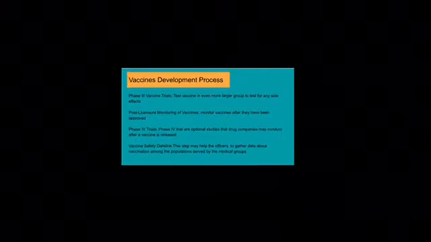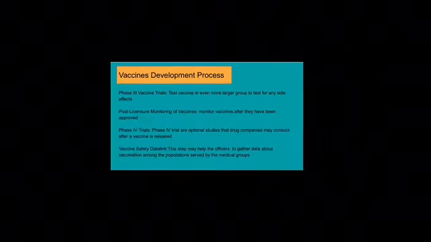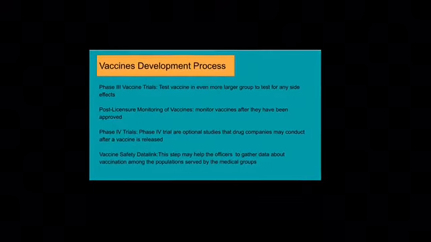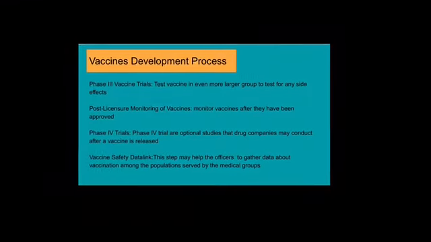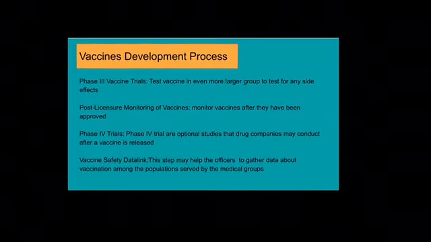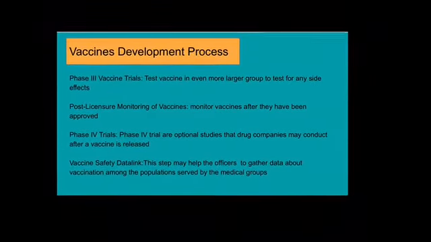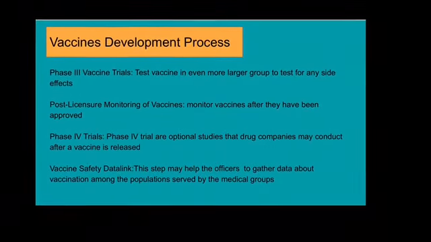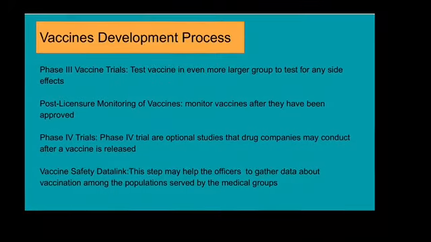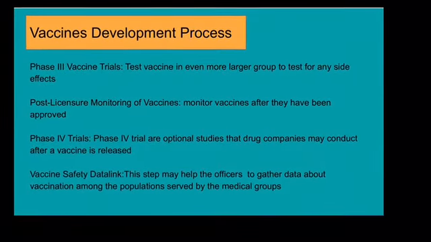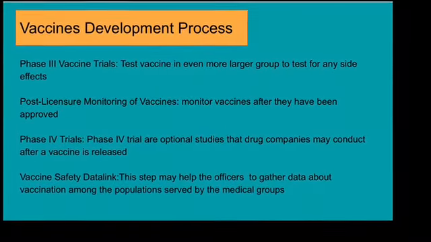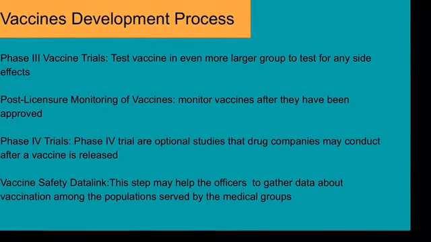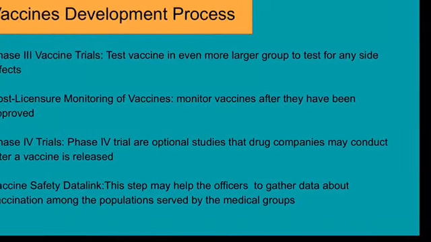That is the monitoring of vaccines after they have already been approved. Then we have the phase 5 trials. These phase 5 trials are optional studies that drug companies may conduct after vaccines are released. And the last step of the vaccine development process is the vaccine safety data link, that basically is a step to help officers gather data about the vaccination among the populations served by the medical groups.